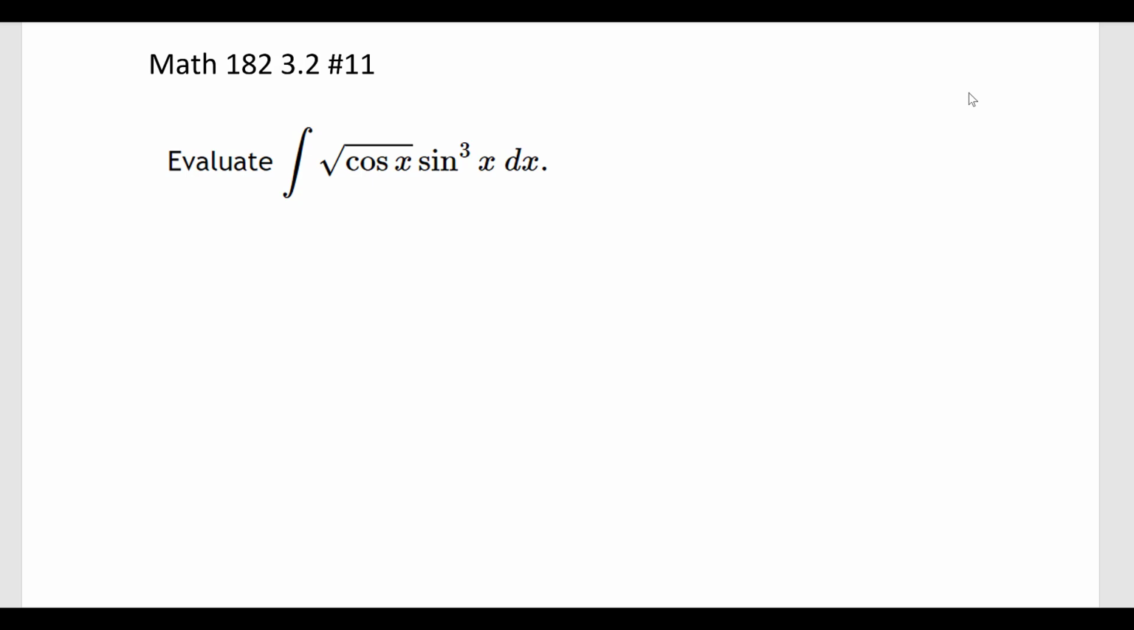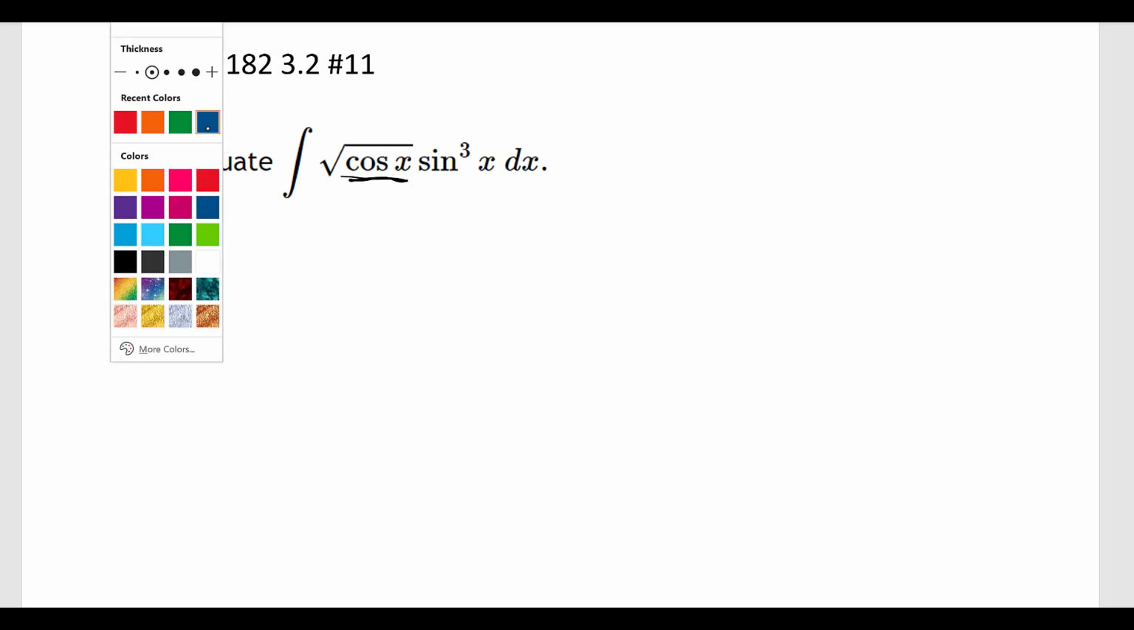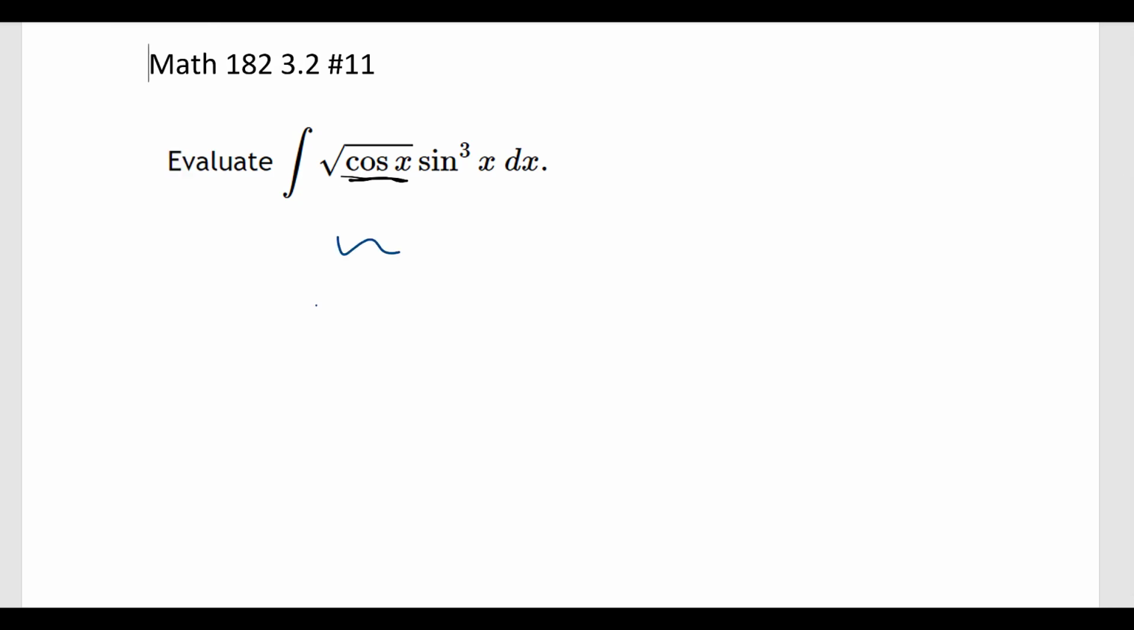And so in doing a substitution, the thing we really can't get away from is the fact that we have a cosine here under the radical. I don't know why that's not blue. Looks kind of black to me there. Oh, okay, that's blue.